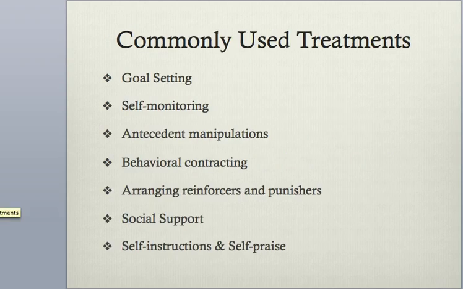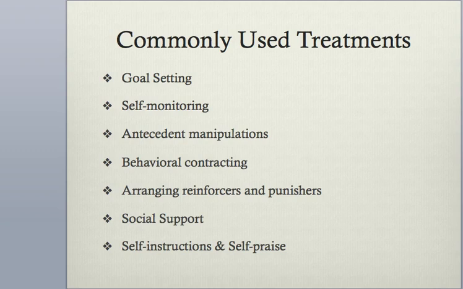Okay, so commonly used treatments include goal setting, so deciding what your goal is going to be. It's really important for us to talk about goal setting. Self-monitoring, keeping track of your own behavior. Antecedent manipulations, manipulating things in the environment that come before the behavior happens that increase the odds of you being successful with your intervention. Things like behavioral contracting, writing up a contract and signing it with your partner. We may even do some of that, so that you list it and make a commitment to your partner in terms of what you do.